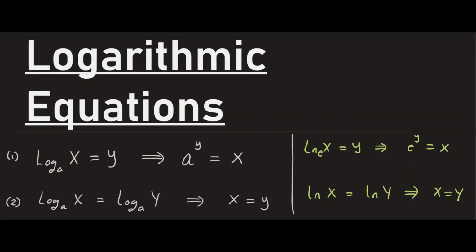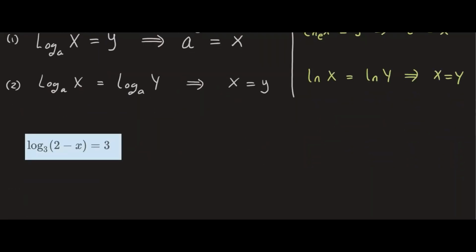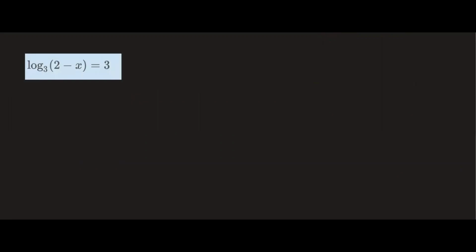So let's take a look at our first example. Here's our first example, and we want to find the solution to this equation. I'm going to be using the definition of logarithm. Here's my base, and let's suppose our input is 2 minus x and the output is 3. So we can write this as 3 to the third power is equal to 2 minus x. We use the definition to rewrite in exponential form. Now we can just go ahead and solve for x. So 3 cubed is 27, which is equal to 2 minus x.